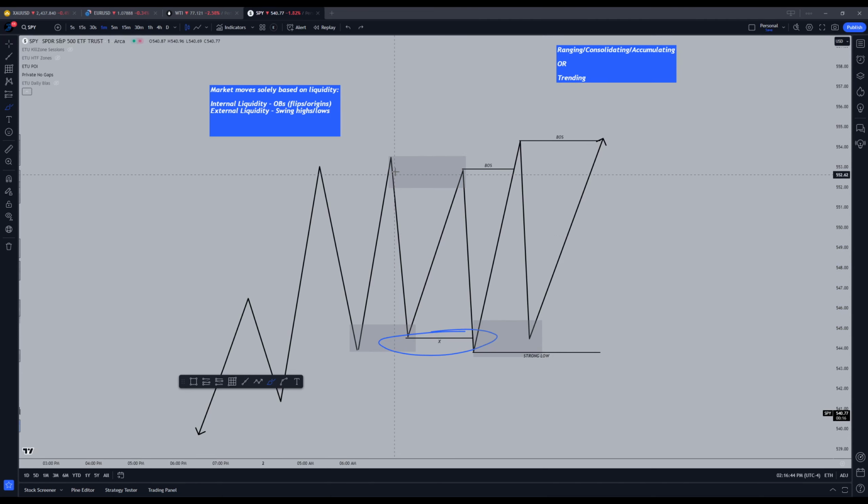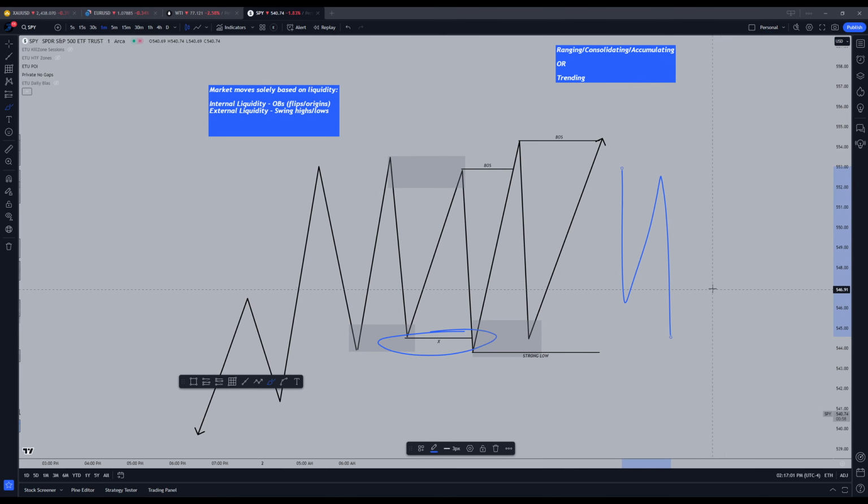So if you see internal go from internal 2 times in a row, so internal and then internal again, you can expect the next move to be external. And then vice versa for a downtrend, right? Internal, internal, external. Or internal, internal, external. Like that.